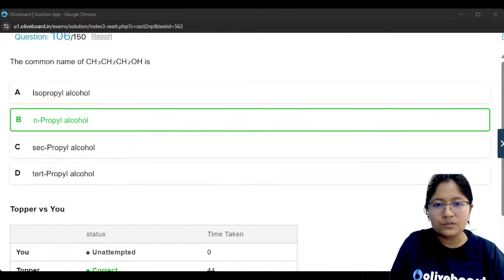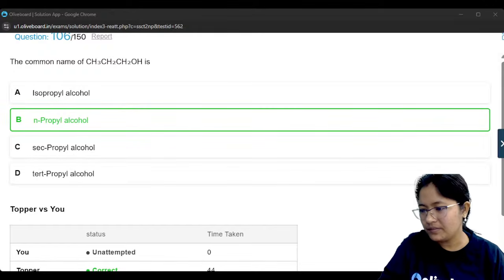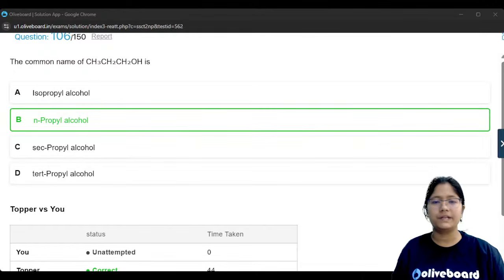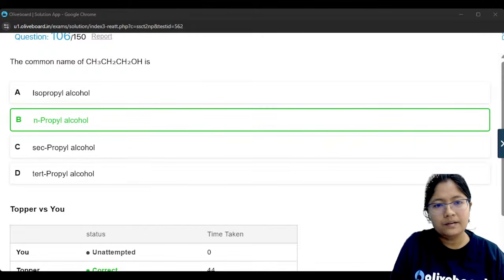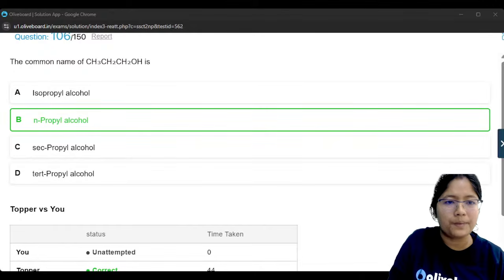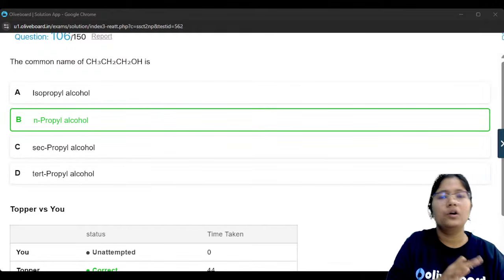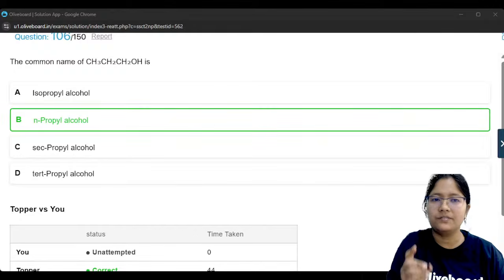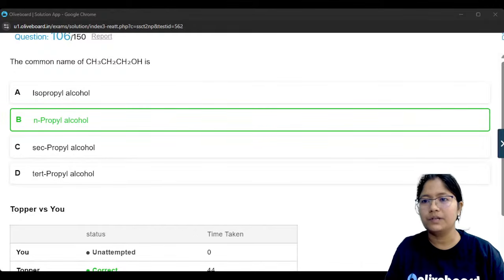So if there is 1-propanol, what will be the common name? Give the correct answer in the chat box and we will move to the next question. It is N-propyl alcohol or N-propanol. Also we can call it 1-propanol, propyl alcohol, or N-propyl alcohol. All these are the same thing. And here, what is the functional group? OH is the functional group. This question is clear. We will move to the next one.